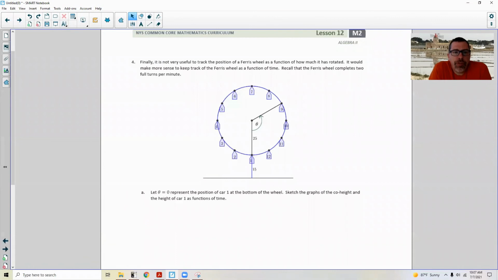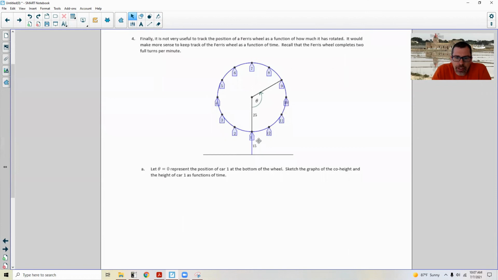All right, page 8, number 4 says, finally, it's not very useful to track the position of the Ferris wheel as a function of how much it has rotated. It would make more sense to keep track of the Ferris wheel as a function of time. Recall that the Ferris wheel completes 2 full turns per minute. So A says, let theta equal 0 represent the position of car 1, 6 o'clock at the bottom of the wheel. Sketch the graphs of the co-height and the height of the car as a function of time.